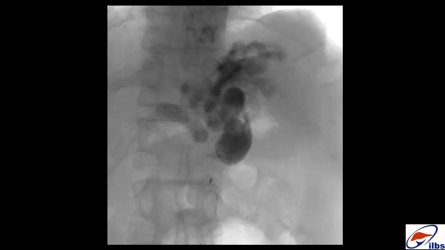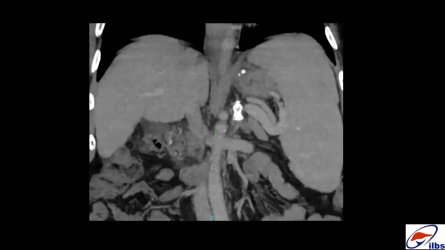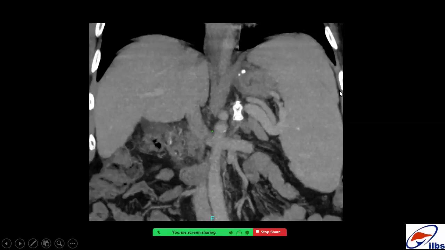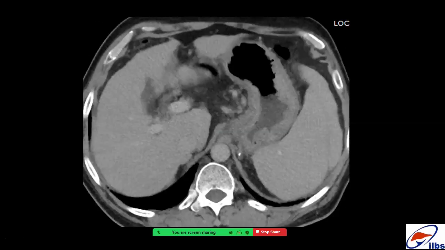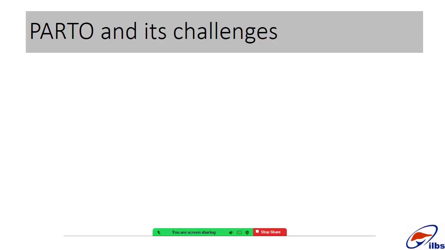And this is the picture. When you remove it, you can see it's nicely blocked. And if you see the follow-up image, this area which was filled up with varices is totally clean. And this is how the gastric varices which were there are totally clean. You just see a normal gastric mucosa over there.